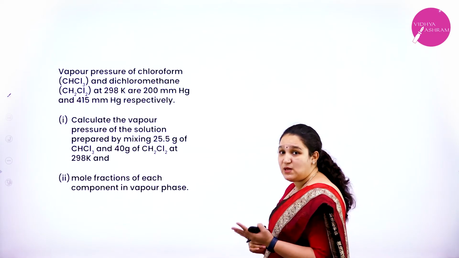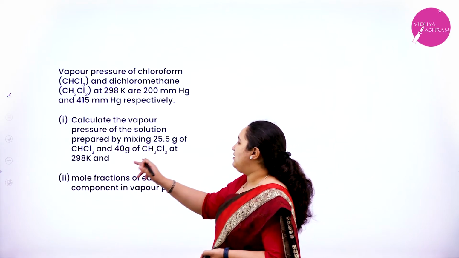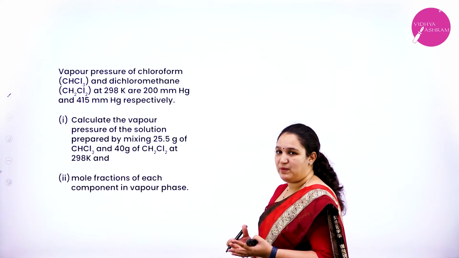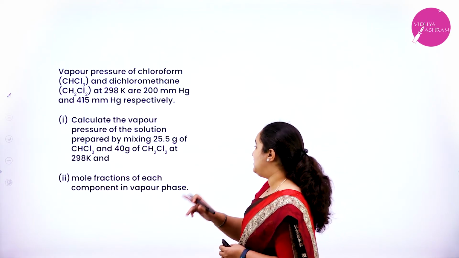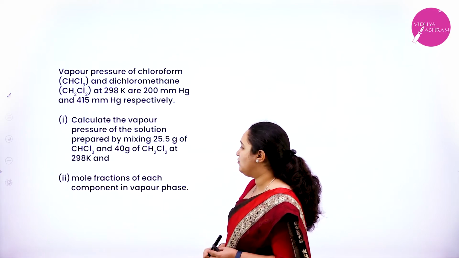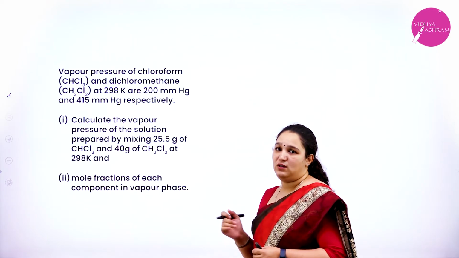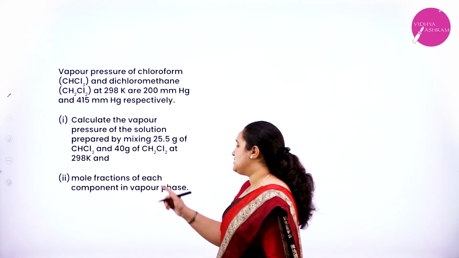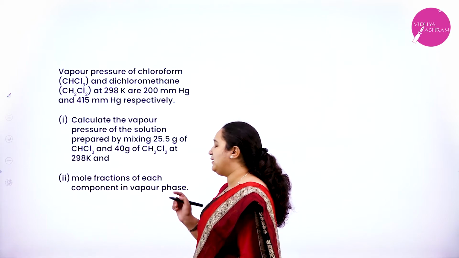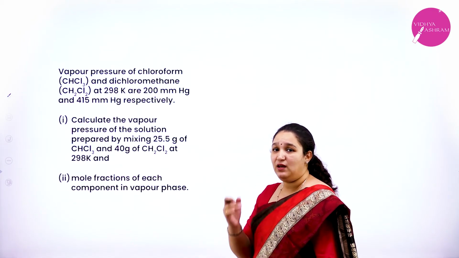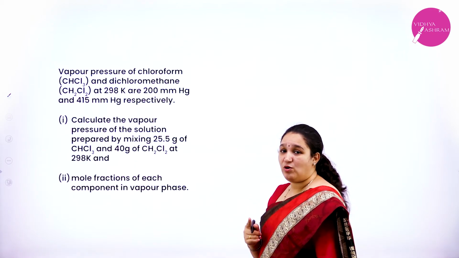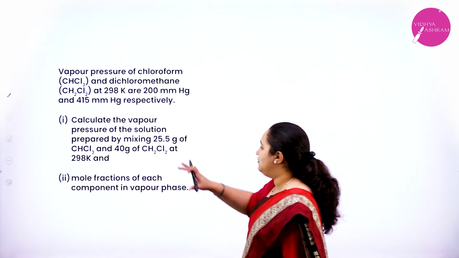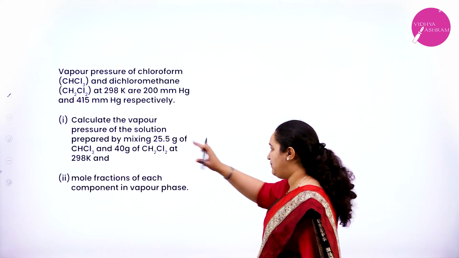Now what are we supposed to calculate? We are supposed to calculate the vapor pressure of the solution, which is prepared by mixing 25.5 grams of chloroform and 40 grams of dichloromethane. That is the first question. The second question is, calculate the mole fraction of each component in the vapor phase. Okay, so we'll first calculate the first part of the question.